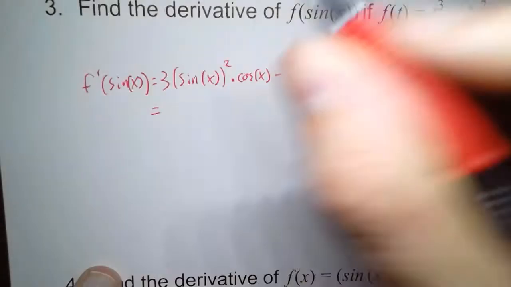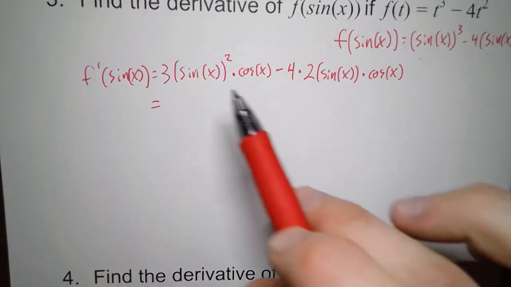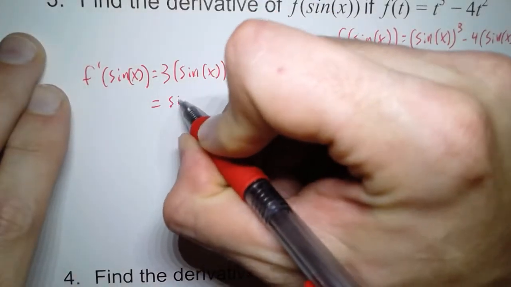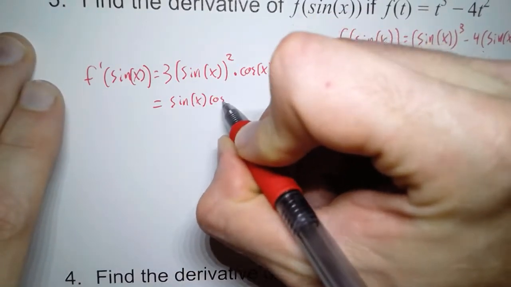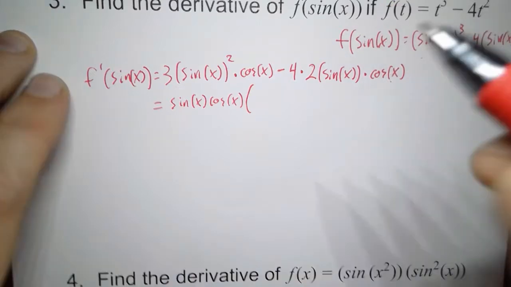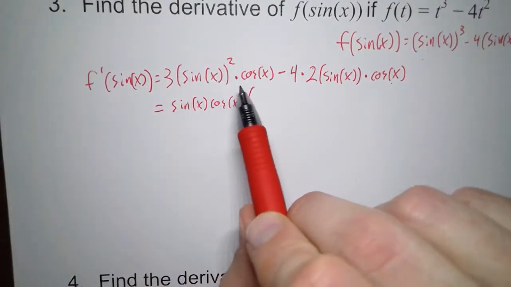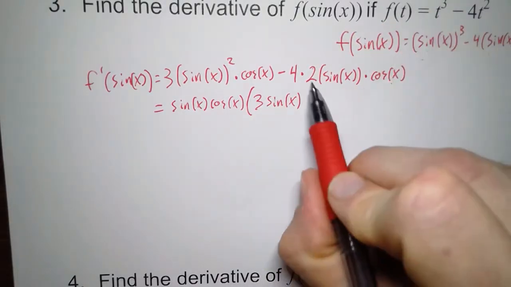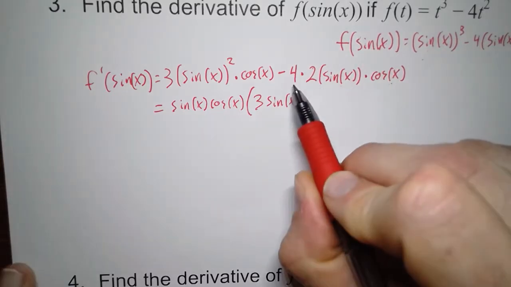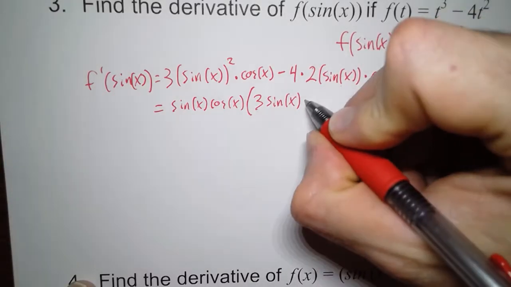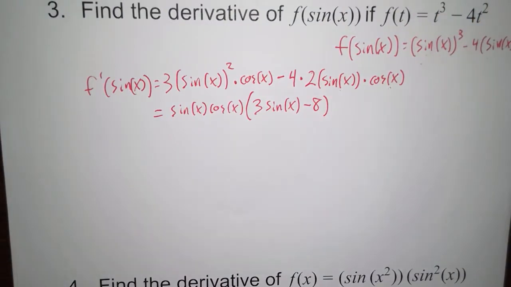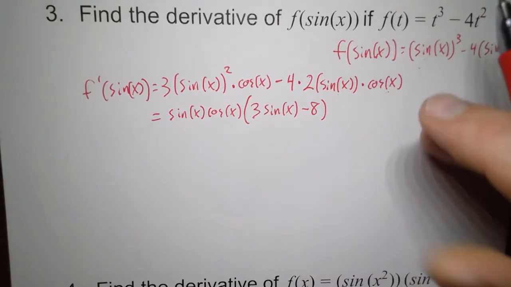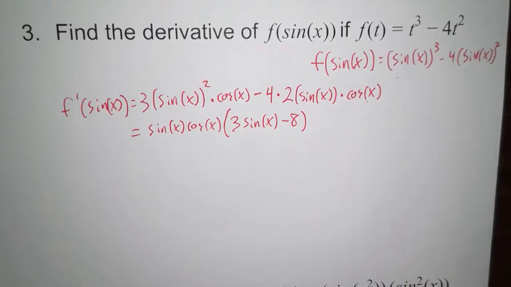Now, to simplify this, we can factor out whatever these two terms have in common. They both have a cosine, and they both have a sine. So sine of x, cosine of x. And so now we say, well, what's left after we take out sine and take out cosine? That's 3 sine of x. And here, when we take out the sine of x and the cosine of x, all we're left with is negative 4 times 2. So that's minus 8. So this one required us to use chain rule by plugging in sine of x in place of t.